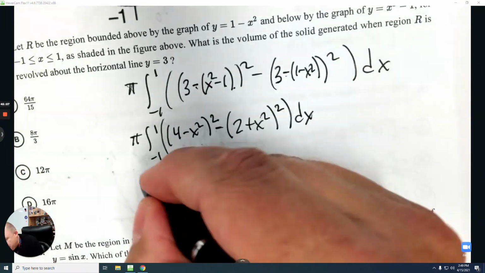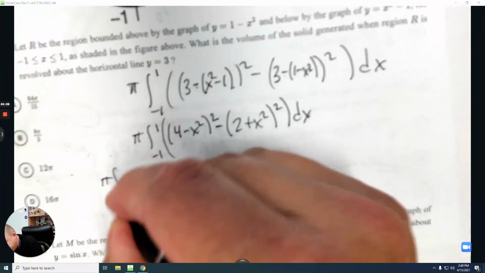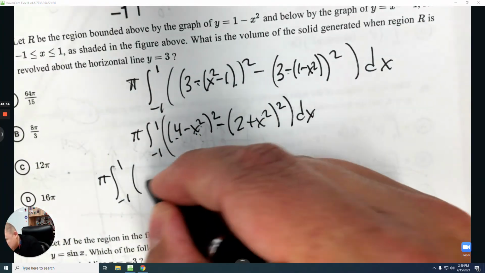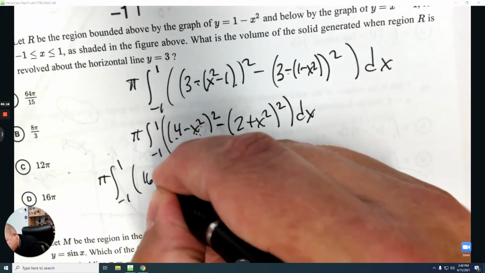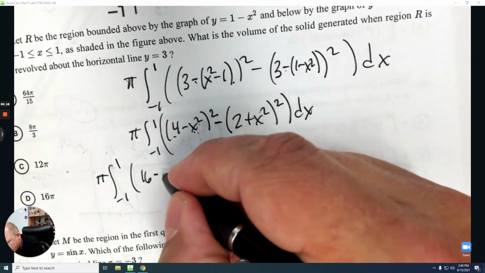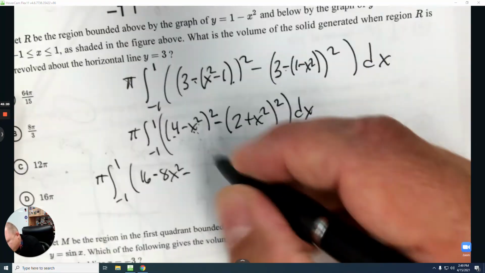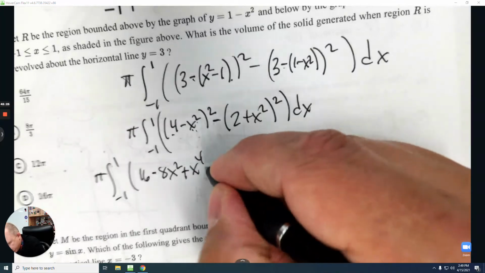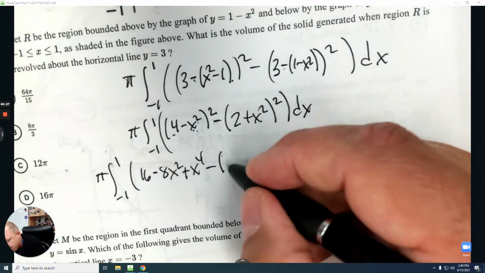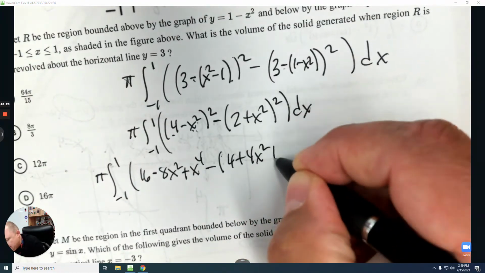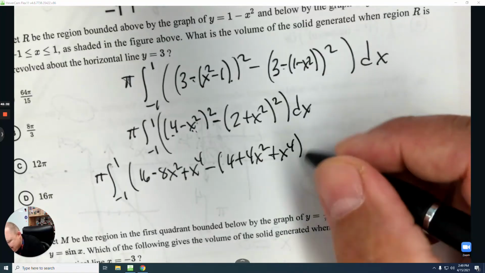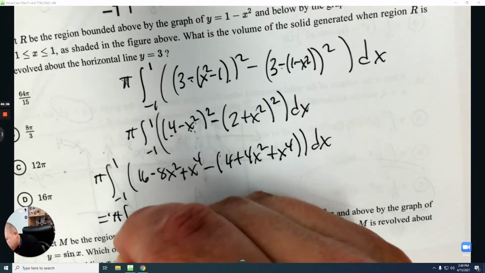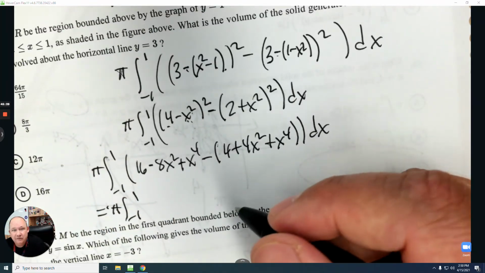I'm going to FOIL inside. So 4 subtract x squared, squared, I need to have the ability to expand it. That's 16 minus 8x squared plus x to the fourth. I'm going to do the same thing here. That's 4 plus 4x squared plus x to the fourth, expanding it. I'm going to combine like terms, and eventually it's going to get easier.